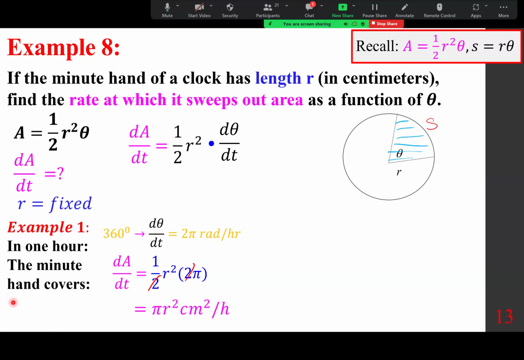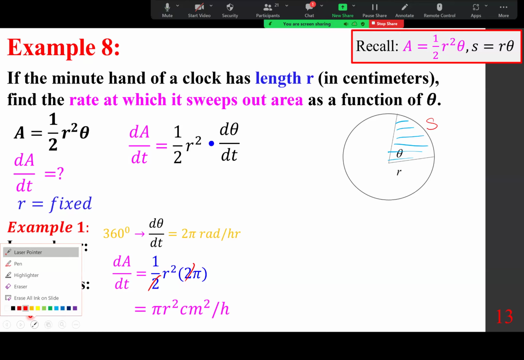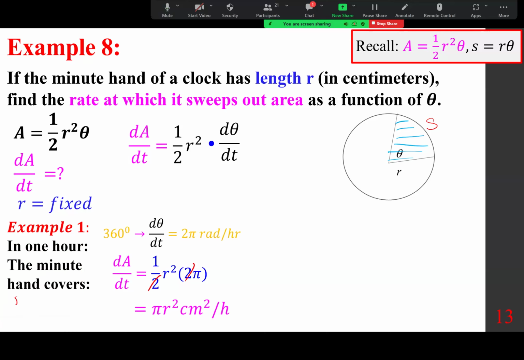In this case, we are assuming the units are in centimeters, right?